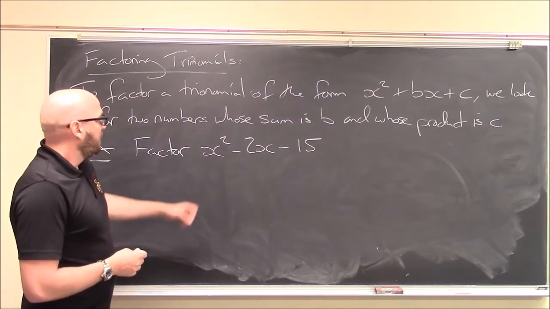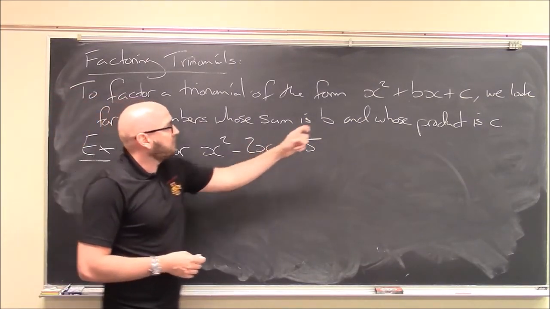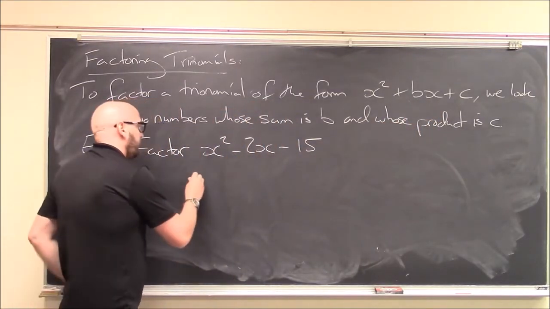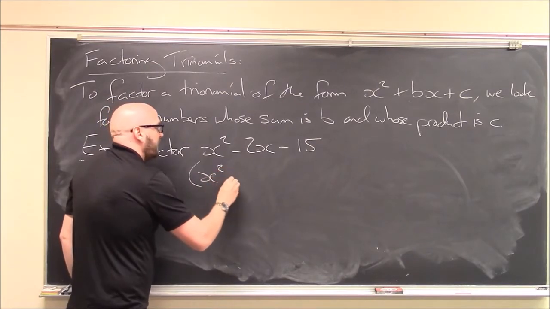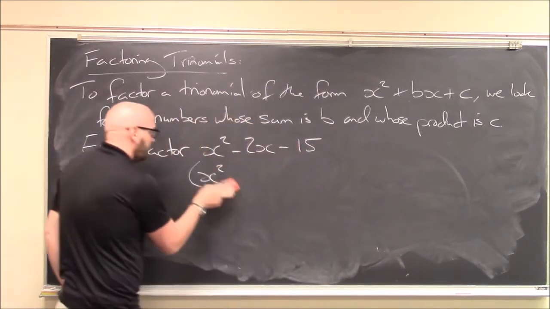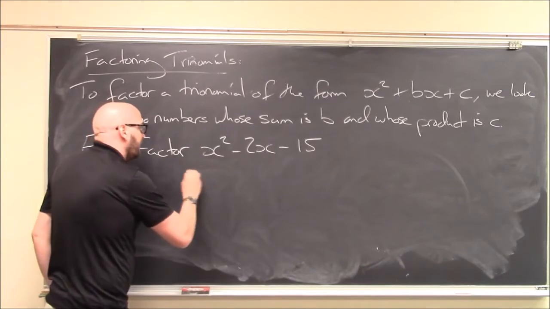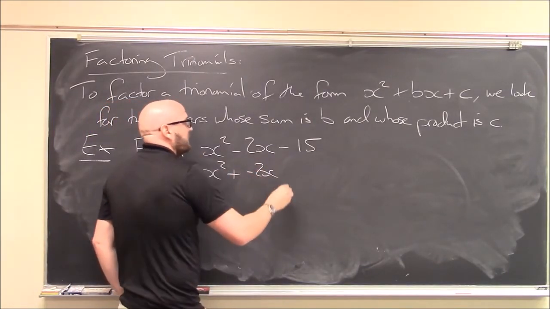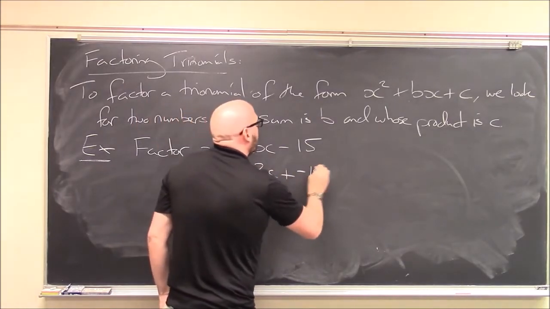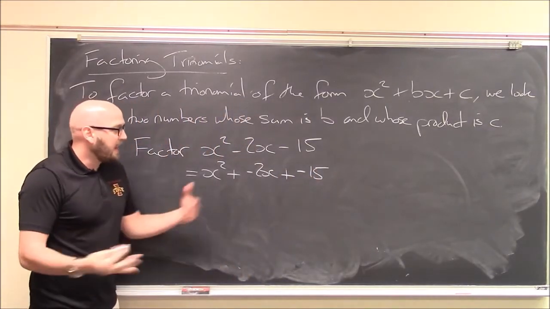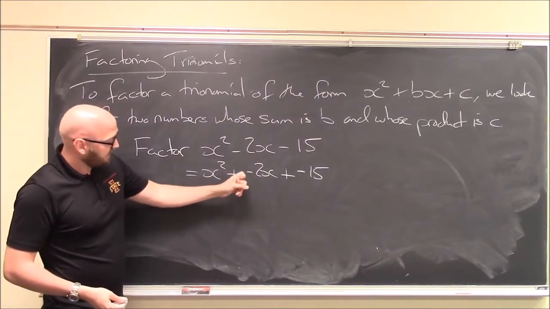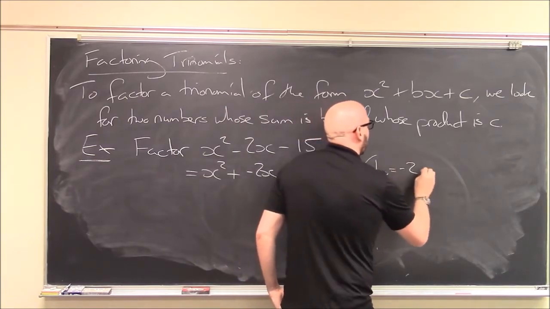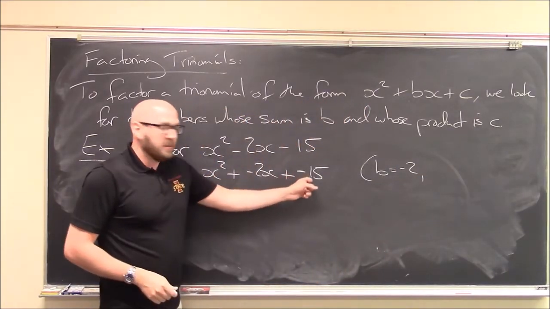Okay, so what's b in this case? Well, notice this is of the form plus bx. Here I have a minus, so you can think of this, if you want, as x squared plus minus 2x plus minus 15. Again, I won't usually write this step, but just to be totally clear, that means my b in this case is minus 2. And c is minus 15.